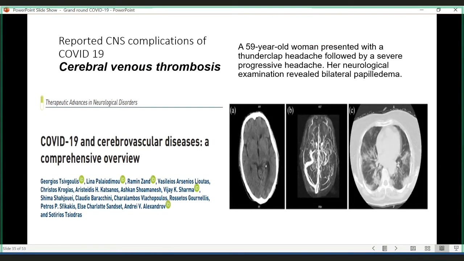And here is one case report on a 59-year-old woman who presented with thunderclap headache. Neurological examination showed bilateral papilledema, and we can see here on image B, there is absence of the signal on the transverse and sigmoid sinus on the left side. And on image C, we can see the severity of the infection with COVID-19 causing infiltration on the CT chest.